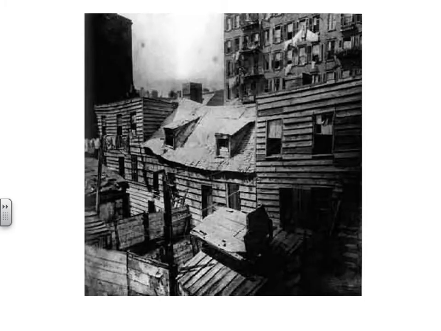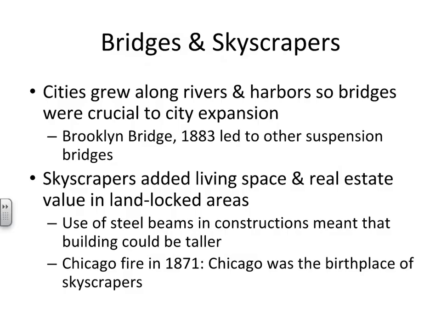This is a classic Jacob Riis picture that shows you what tenements look like. So when we do that reading, or if you think about that reading, you can see that. Bridges and skyscrapers.